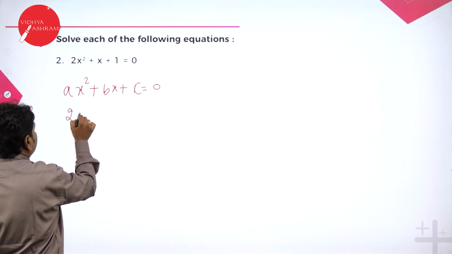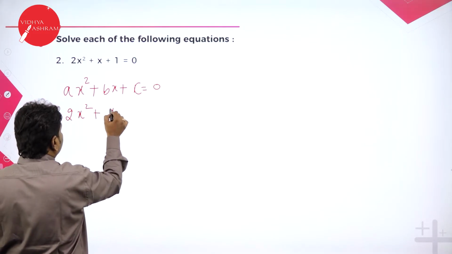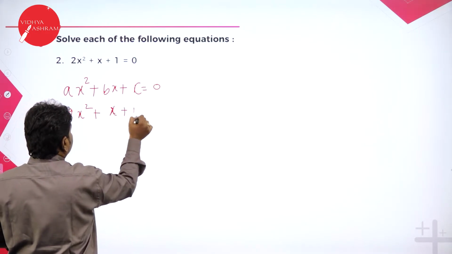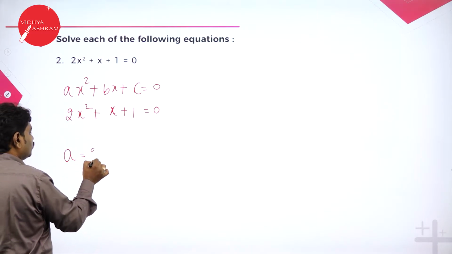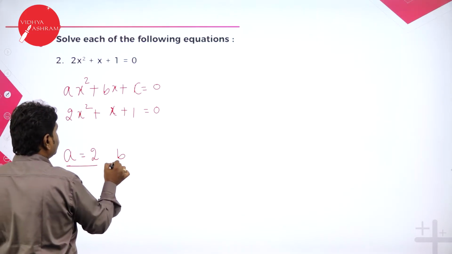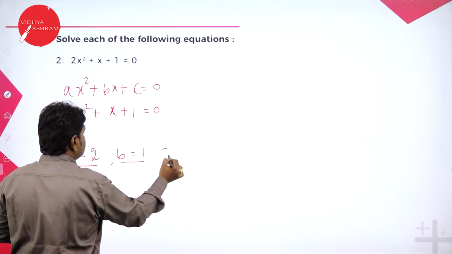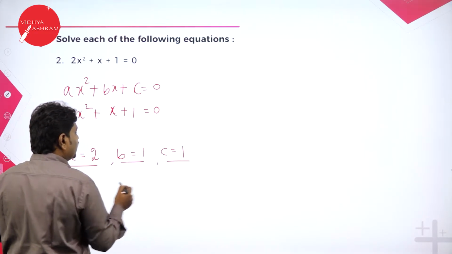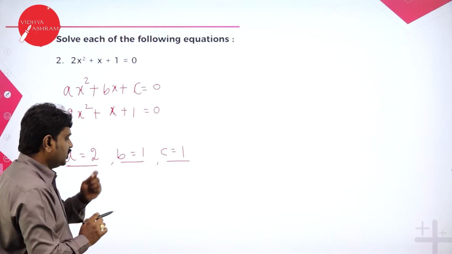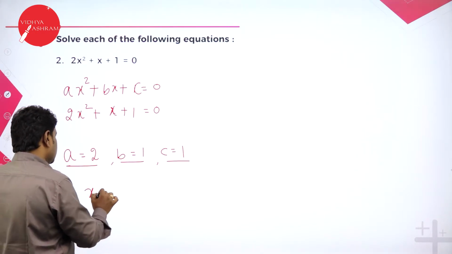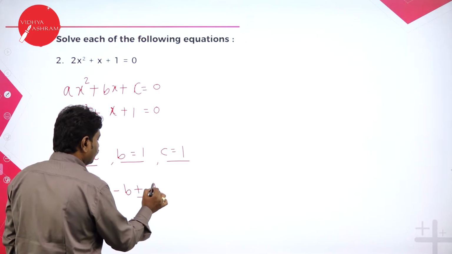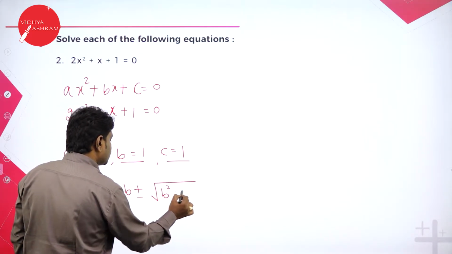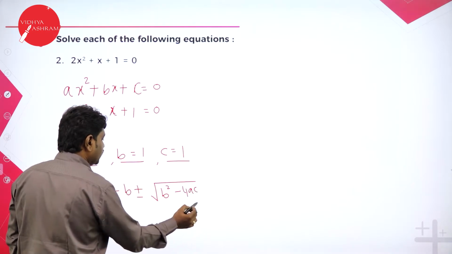The given problem is what? 2x square plus x plus 1. So now here the coefficient of x square is 2. a is 2, b is the coefficient of x, 1, c is the constant, 1. a, b, c you got. So find the roots. What are the roots? x is equal to minus b plus or minus root of b square minus 4ac divided by 2a.